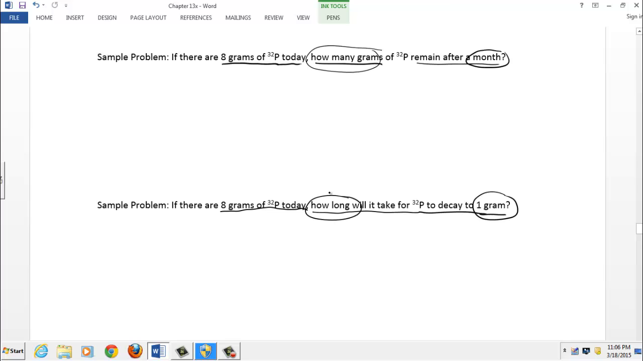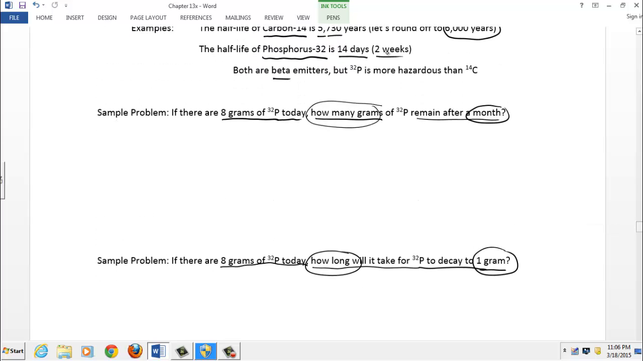And you deal with those questions the same way. Find out what the half-life is. So that's what these sample problems are missing. We have to be told that the half-life of our isotope, in this case, is 2 weeks. So that should be given in the problem. If it's not, ask for that.